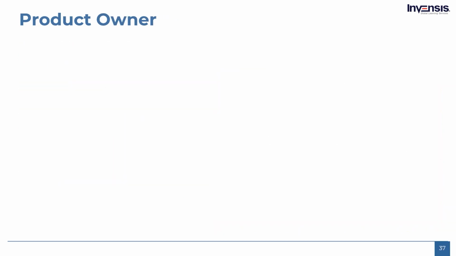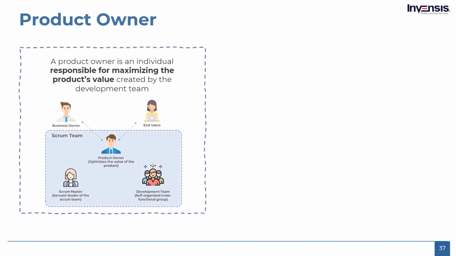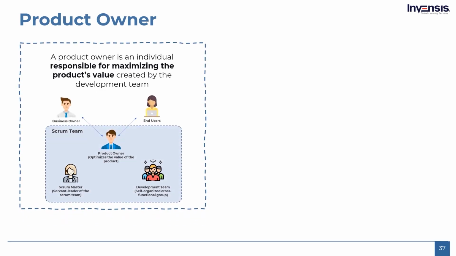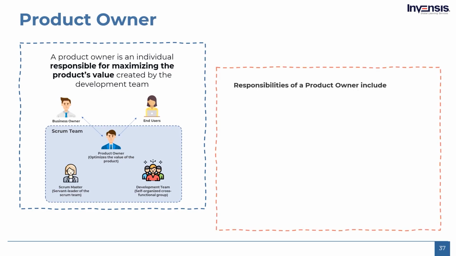Next up, we have a product owner. Product owner and product manager are often used interchangeably, but they are indeed different. The role of a product owner comes from Scrum, an agile framework for developing solutions for complex problems. A product owner is an individual responsible for maximizing the product's value created by the development team. They transform the high-level product vision developed by the product managers into detailed user stories or requirements.